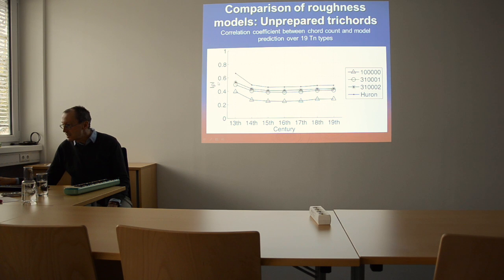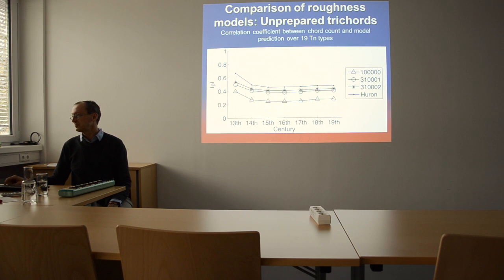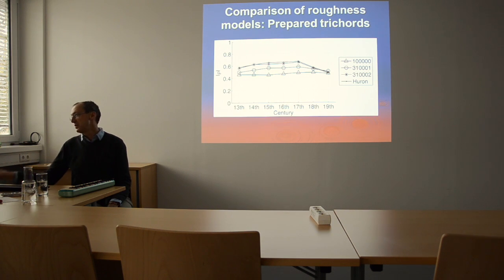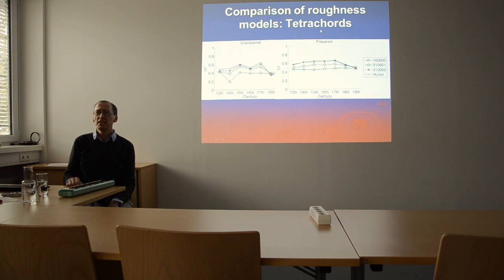You can see the correlation coefficient is only 0.5, and so that means it's only accounting for 0.25 of the variance, which is maybe not so good. So then we tried this with prepared chords and unprepared chords, and we looked at chords of four tones, and basically we came to the same conclusion, that the roughness model seems to work, and if we have a more sophisticated model, it works better.